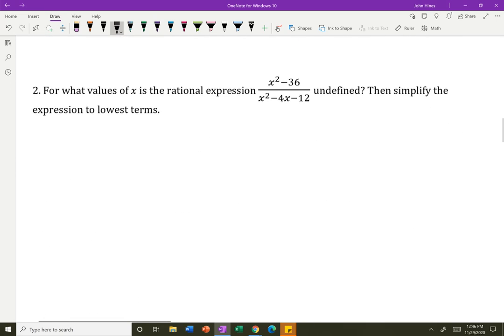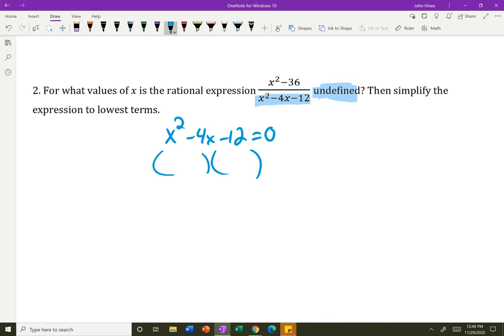So let's get to it. For what values of x is this rational expression undefined? Well, undefined means I'm going to look at the denominator, and I want to know when the denominator is equal to 0. We're going to solve this. What values do I have to throw out? Because that makes me undefined. That means when I plug it in, the denominator spits out a 0. So I've got to solve this equation here. What multiplies to negative 12 that adds to negative 4?